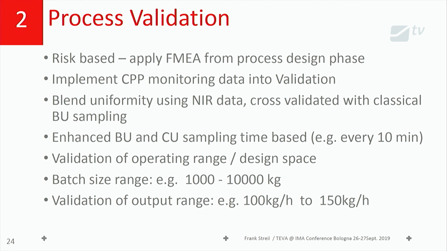Of course, we did enhanced sampling for blend uniformity and continuous content uniformity, because you have a big batch. It's not enough to have only 10 samples for blend. And the operating range and the design space, if you have one, and we try to reduce it, as I mentioned, you also have to clearly validate. One of the ranges we set is a batch size range. We wanted to be flexible with our batch size, and in our case it was 1,000 to 10,000 kilograms, and you need to consider this in your validation. So we validated 1 ton up to 10 tons with a systematic approach to cover the whole range.